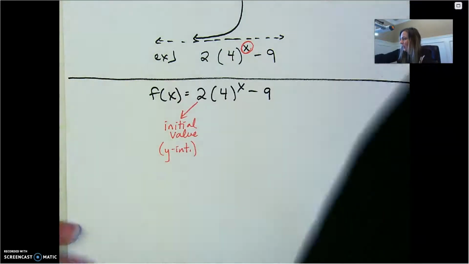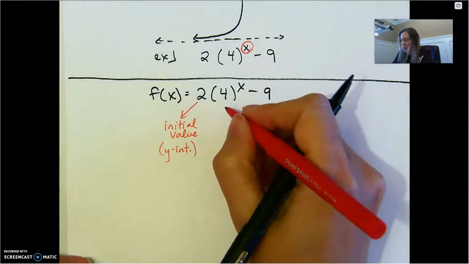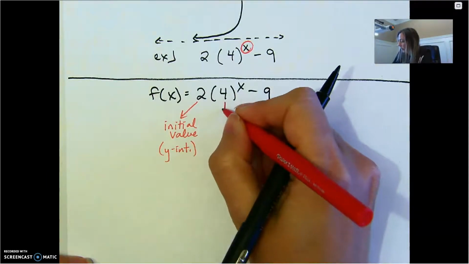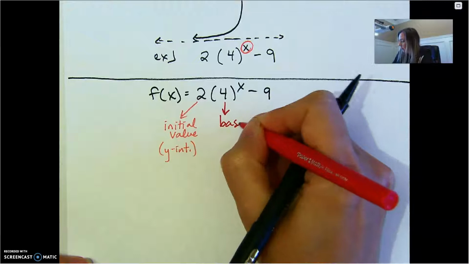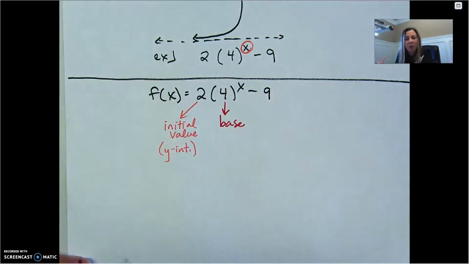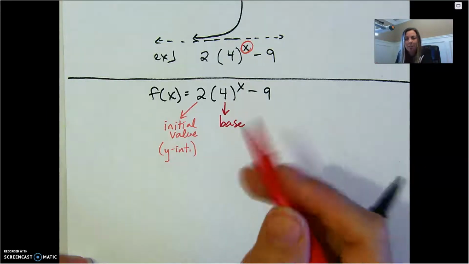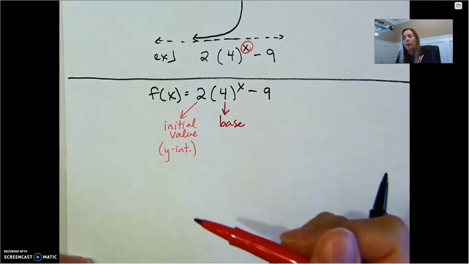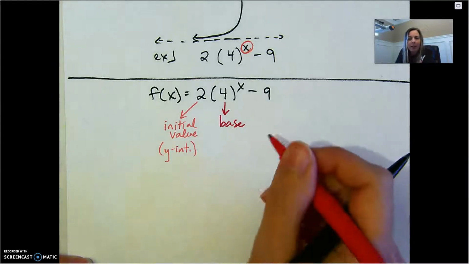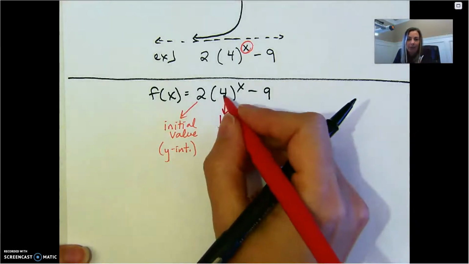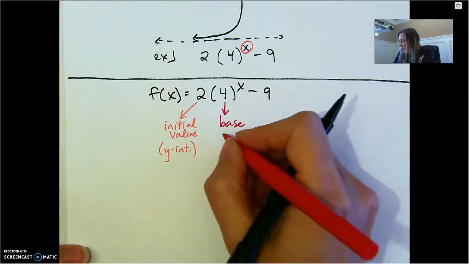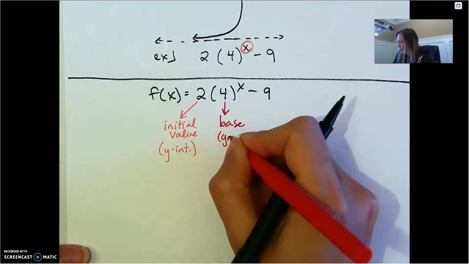Then the next piece that we have is in parentheses. This is the base. If your base is larger than 1, then you're going to have exponential growth. If your base is smaller than 1, like a half or a fourth or a third, then you're going to have decay. All right, so since this base is greater than 1, we would say that this is growth.